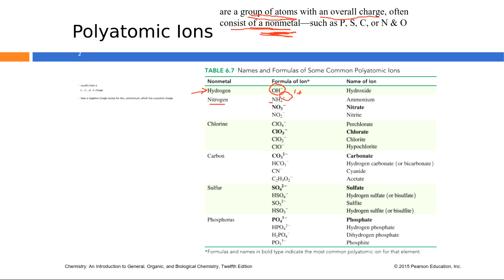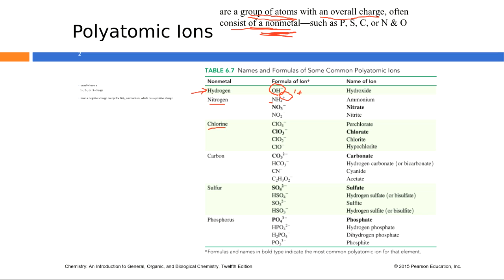Nitrate: nitrogen and atoms of oxygen with overall charge 1 minus. Nitrite, NO2 minus. Let's go to chlorine. ClO4 1 minus is named perchlorate. ClO3 1 minus, chlorate. ClO2 minus, chlorite. ClO minus, hypochlorite. So we have perchlorate, chlorate, chlorite, hypochlorite.